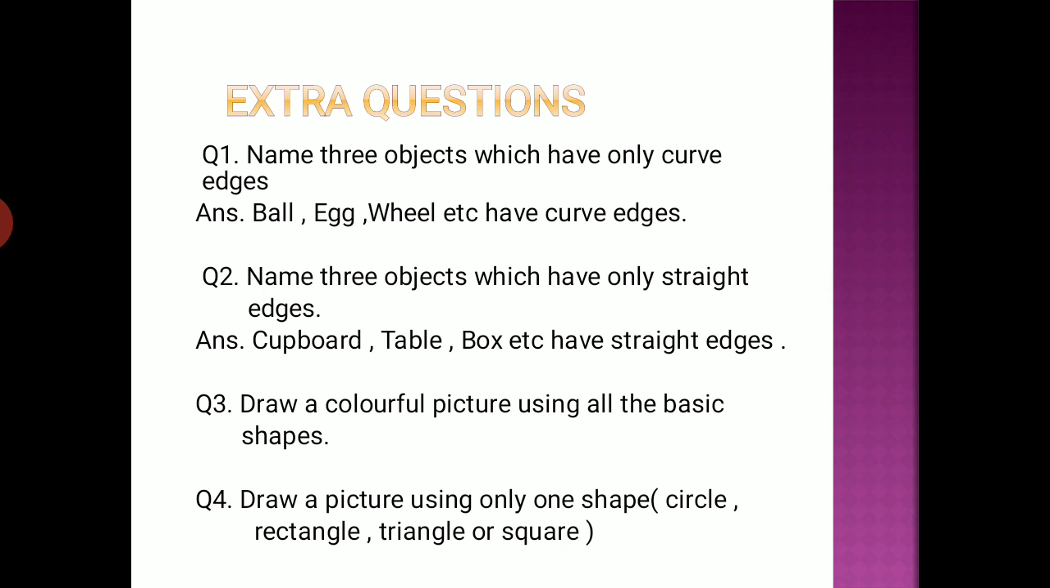Now next question. Draw a picture using only one shape. You choose one shape only: circle, rectangle, triangle or square. Any one shape, and with the help of that single shape you have to draw a picture and color it. Again you have to do all these questions in your notebook. Hope you have understood and do it in your notebook.